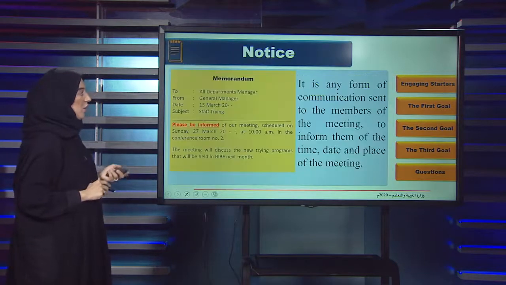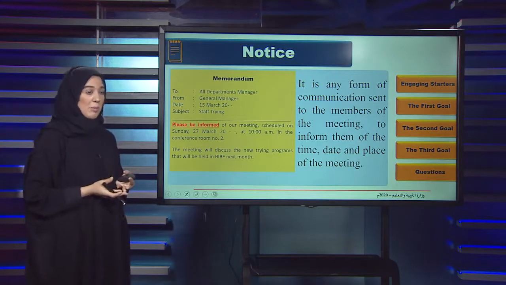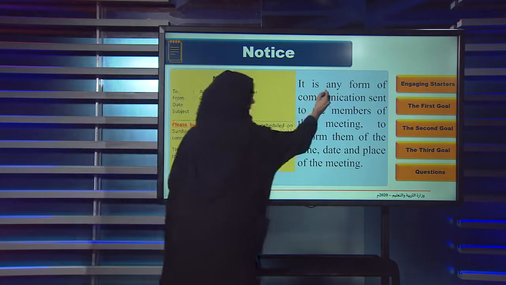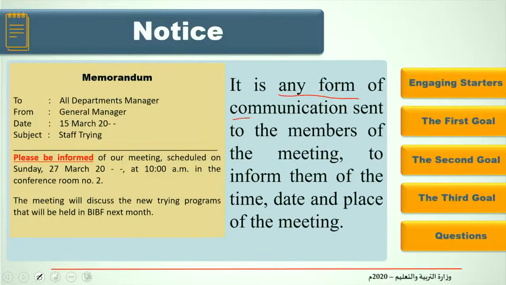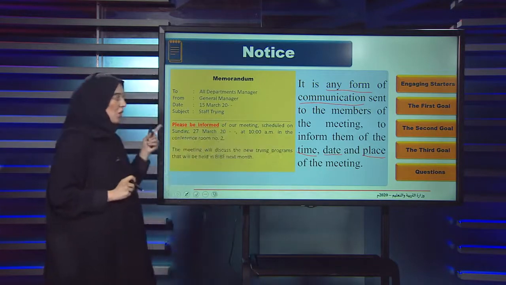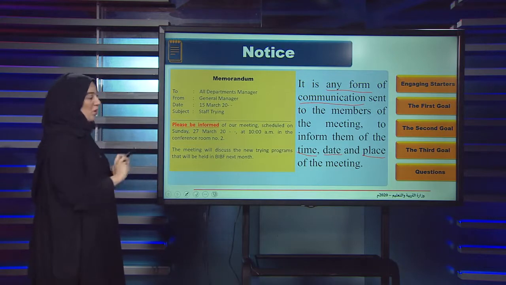Now let's start with our first objective. Notice. What do I mean by notice? Notice is any form of communication sent to the members of the meeting to inform them about the time, date, and place of the meeting. So these are the important things that you have to consider when sending a notice. This is a sample of a notice.